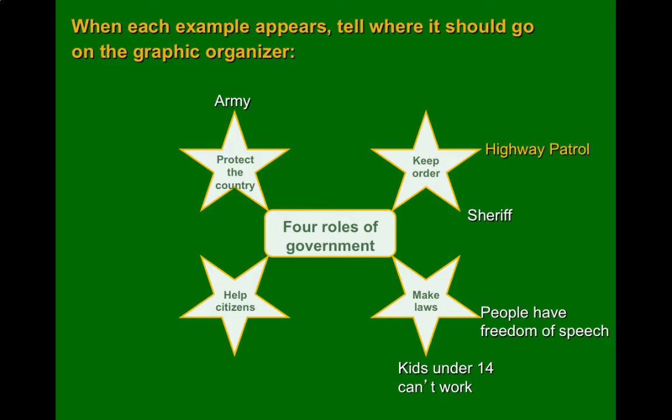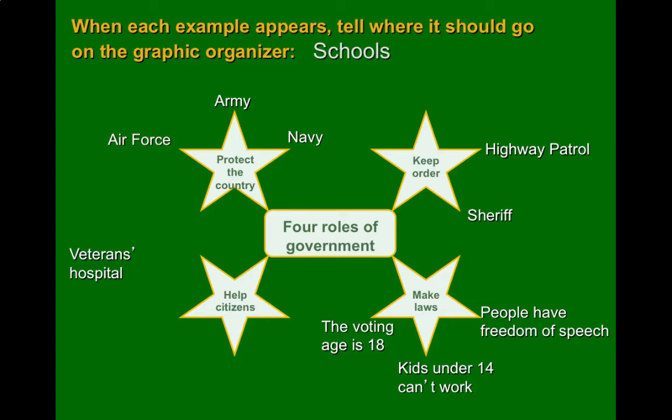Highway patrol, we have patrolmen on the highways to make sure we keep order. Veterans Hospital, these are things that we have provided to help our citizens. Navy to protect the country. Voting age is 18, that's the 26th Amendment, so it is law. Air Force, schools, once again, to help our citizens. We want to have an educated citizenry. Keeping order is part of the FBI. Marines, we're going to protect the country.